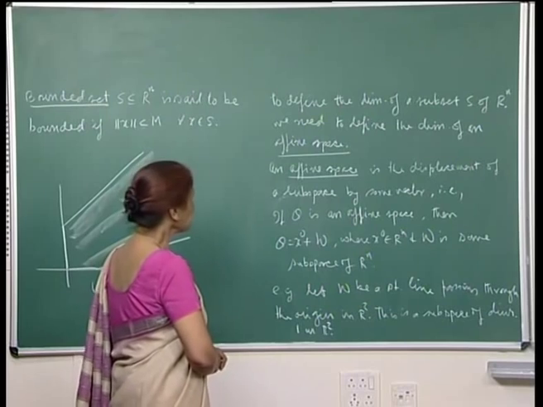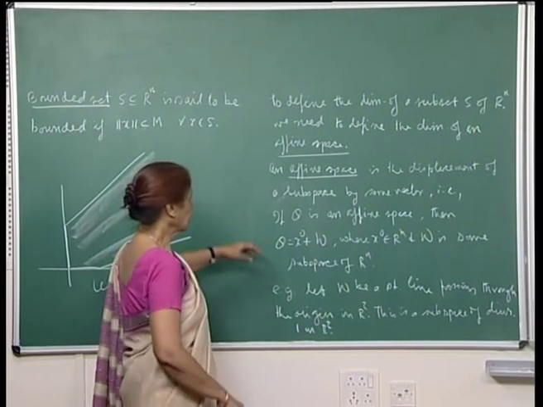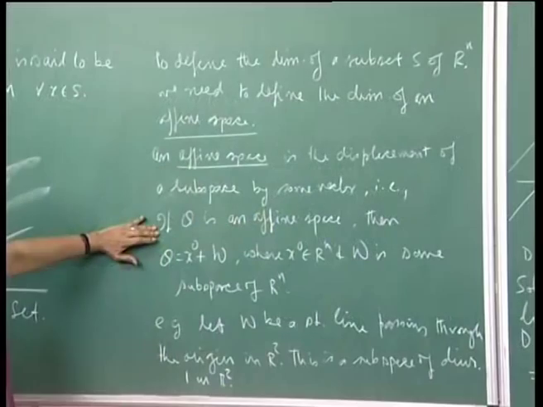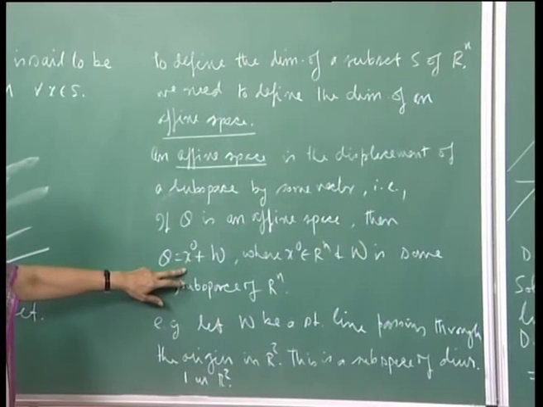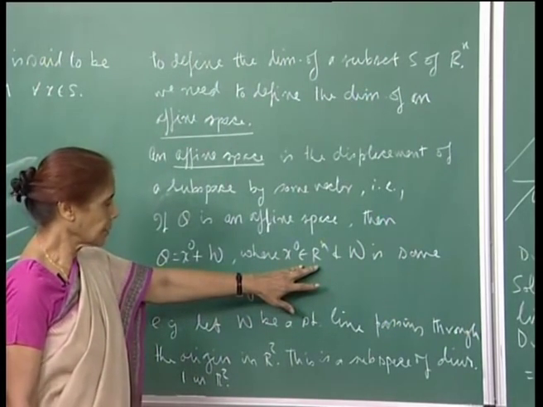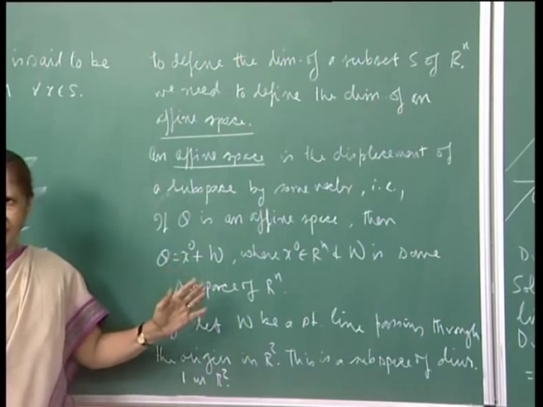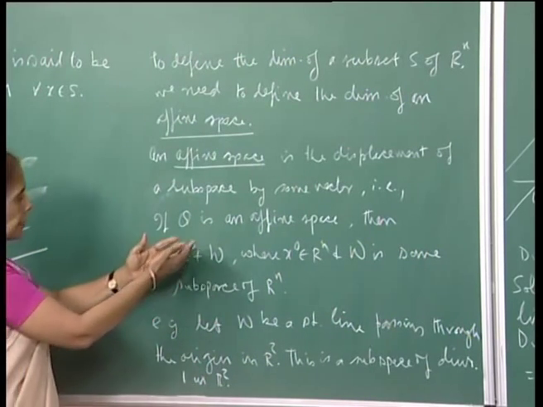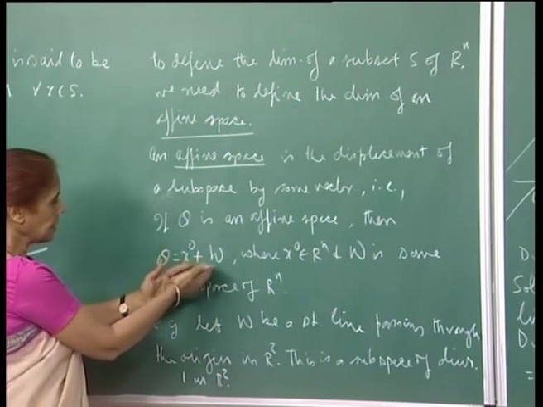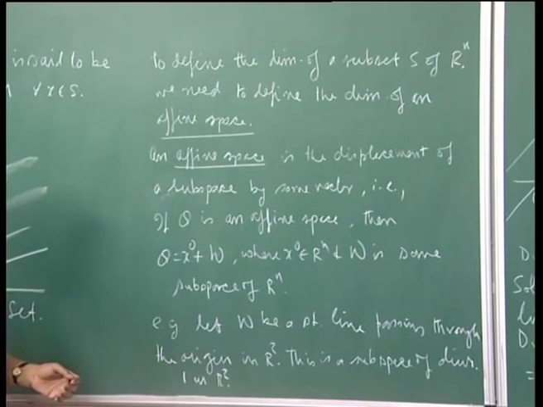Now, what is an affine space? This is the displacement of a subspace by some vector. That is, if Q is an affine space, then Q can be written as x naught plus W, where x naught in Rn is some fixed vector, and W is some subspace of Rn. So, any affine space means you are actually taking a subspace W, displacing it by the vector x naught, and then you get an affine space.